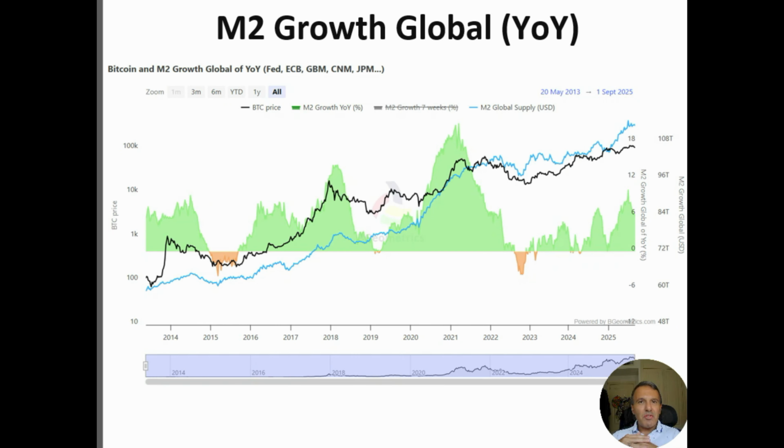Now moving into this M2 growth global chart, what does this actually mean? This chart links Bitcoin with global money supply growth. When central banks expand liquidity, Bitcoin has historically benefited, acting as a hedge against monetary expansion. For investors, it's a reminder: Bitcoin's bull cycles often align with loose global monetary policy. Watching liquidity trends can help time entries or manage risk.